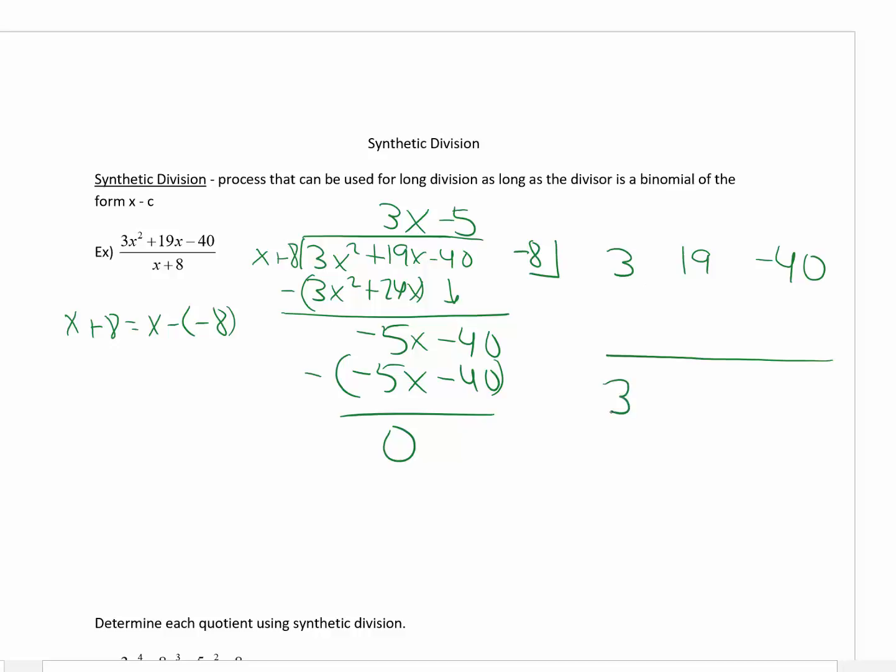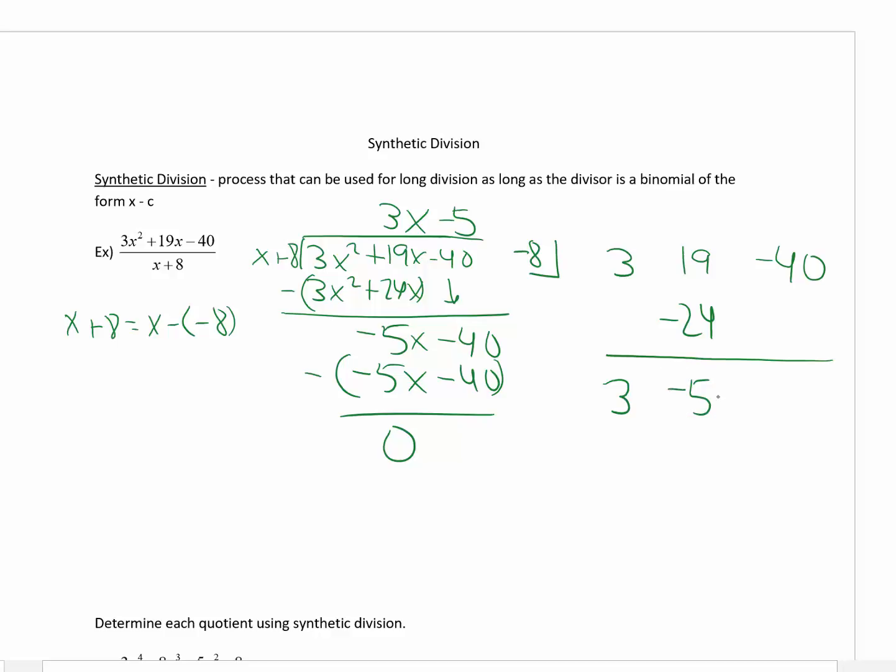Now, why is that the case here? Because 3x squared divided by x is 3x. That 3 will represent that. Just like the long division, I'm going to take this value here and multiply by what's in the box here. So 3 times negative 8 is negative 24. But unlike the long division where you subtract, I'm going to actually add the column. So 19 plus a negative 24 is negative 5.